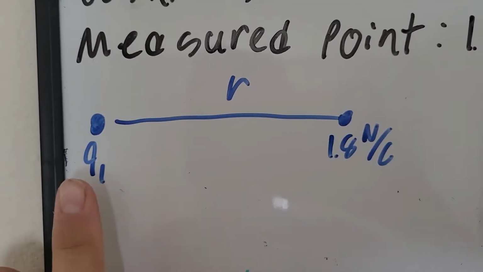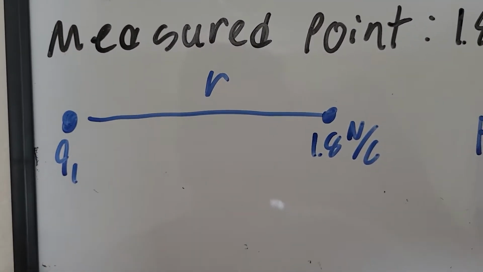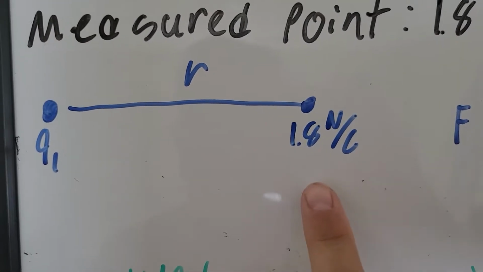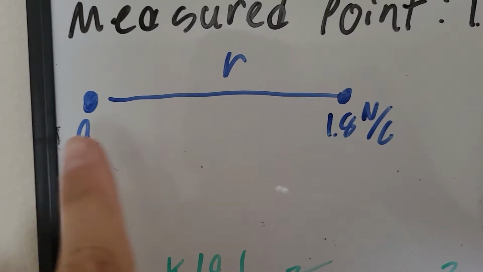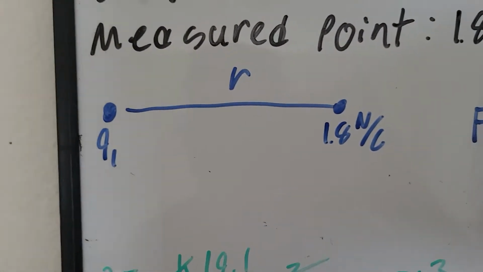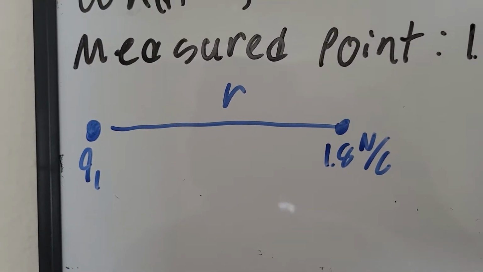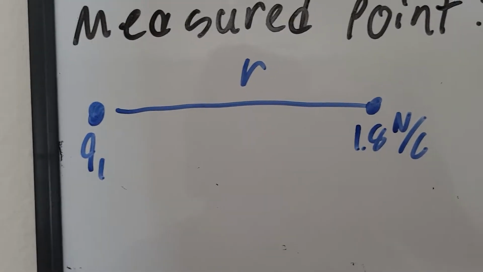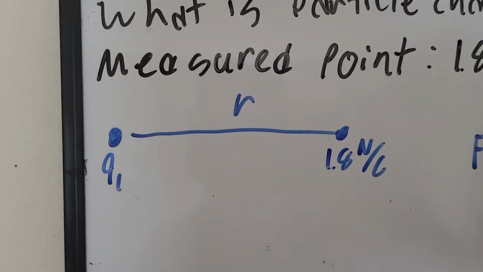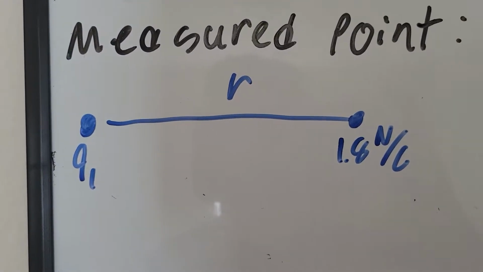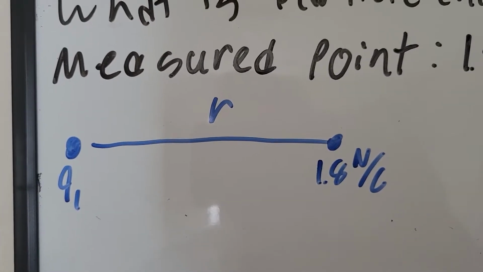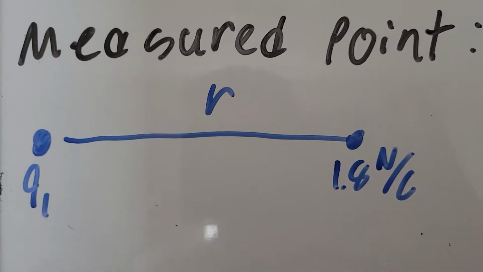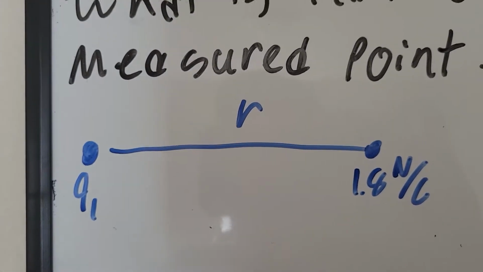So we have Q1 over here, our particle of unknown charge. We have our force that was measured, and we have the distance between those two things. So we have a distance measurement, we have a force measurement, and we have a charge measurement that we're trying to find. So what equation has all three of those components and is the easiest equation for us to solve? I'll give you a second to think about it.